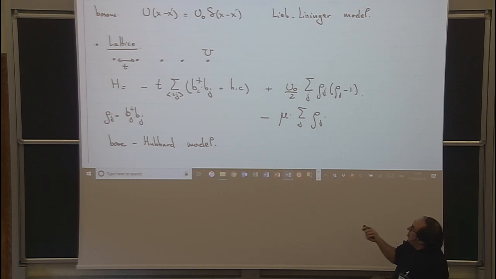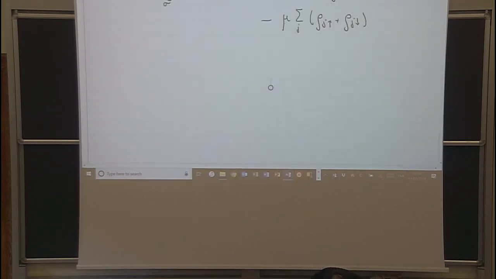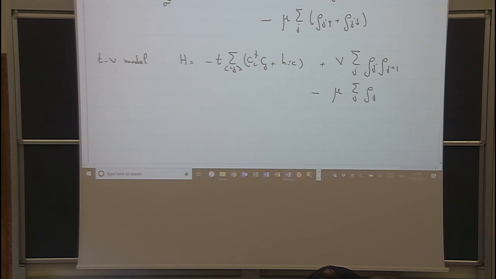But you can define a model very similar to this one, which is called the TV model, because they didn't want to call it U, they called it V. So this is the so-called TV model, where you write minus t sum over ij, c dagger i, c j plus Hermitian conjugate, and then you put V sum over j of rho j rho j plus 1, and then again minus mu sum over j rho j.